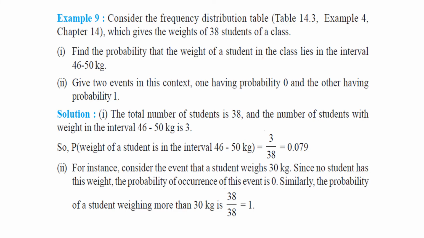Consider the frequency table. We'll just assume that we have already seen that frequency table. I'll just explain, it gives the weights of 38 students of a class. Find the probability that the weight of a student in the class lies in the interval 46 to 50. So the total number of students is 38, and the number of students with weight in the interval 46 to 50, if we assume it to be 3, so 3 by 38 is the answer, that is 0.079.